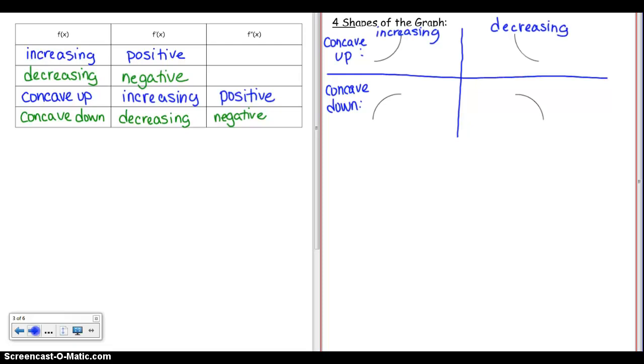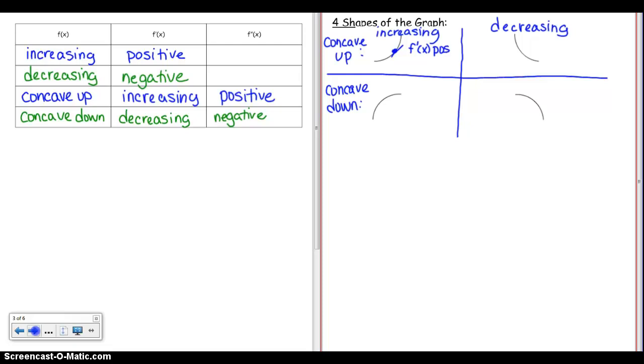So let's try to think about what's happening to the first and second derivatives when we have these shapes of the graph. And we're going to do that by looking at the tangent lines. So I'm going to draw a tangent line somewhere on the curve. And you can clearly see that the slope of that tangent line is positive. So we know that the first derivative has to be positive.